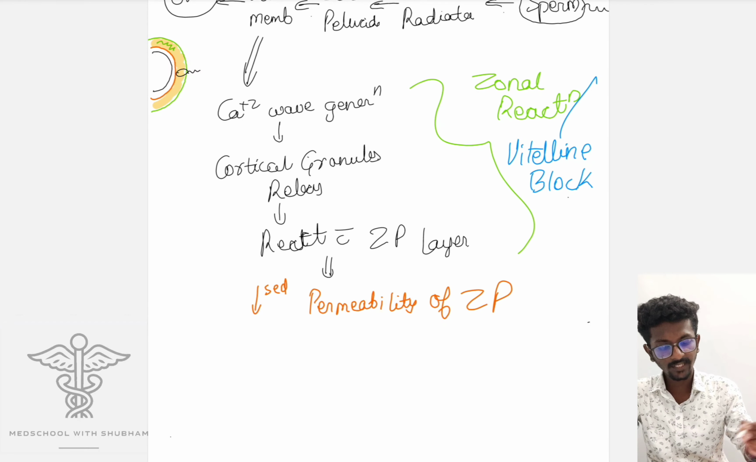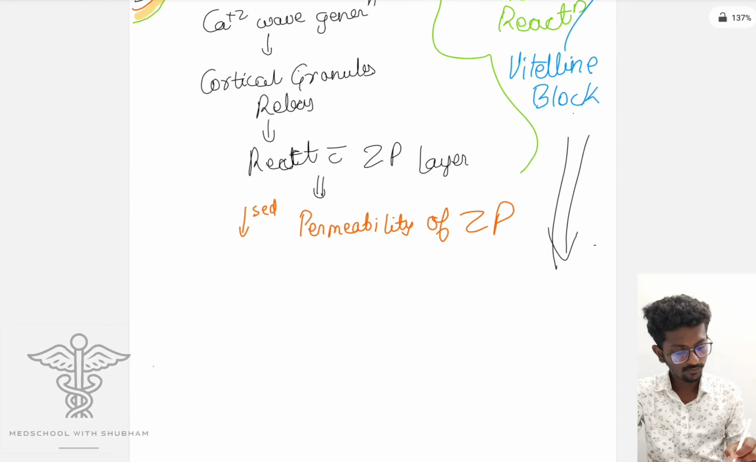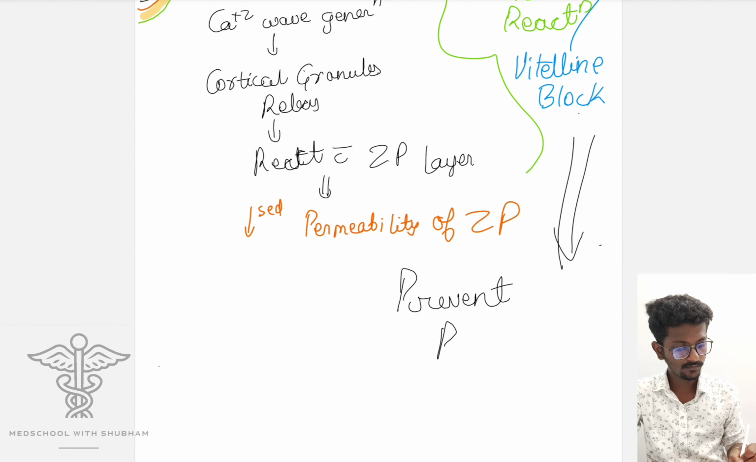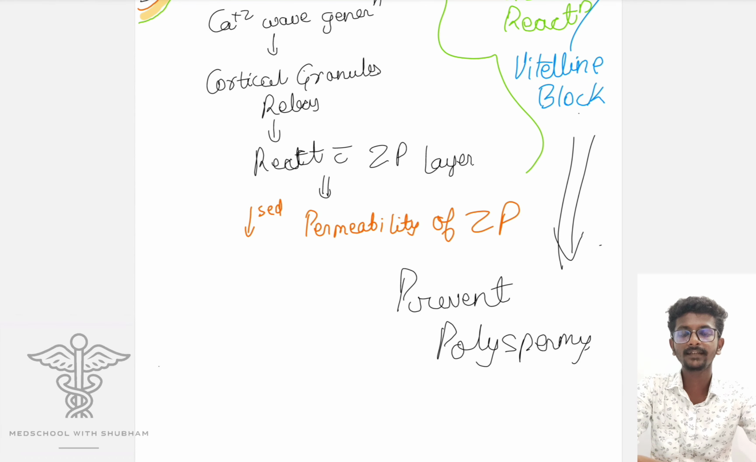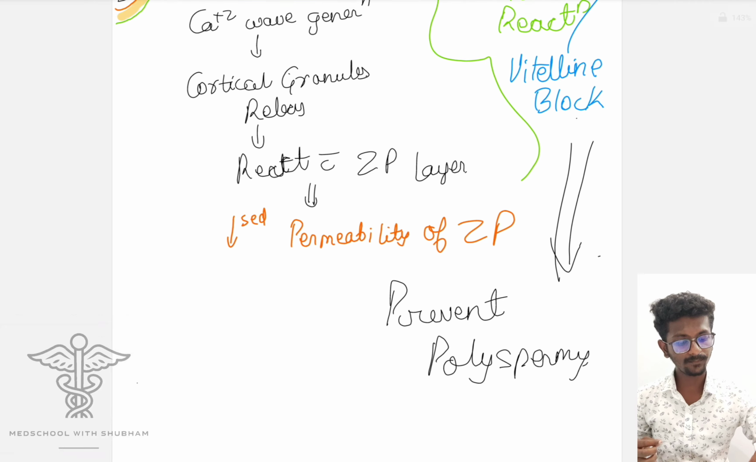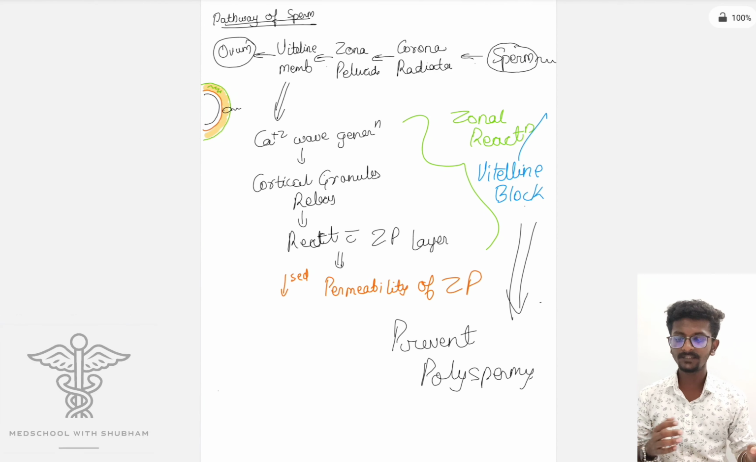Why are the zonal reaction and vitelline block even needed? To prevent polyspermy. What does polyspermy mean? More than one sperm fertilizing a single ovum. This is called polyspermy. To prevent this polyspermy, we have this process called the zonal reaction or vitelline block. I hope this is very clear to you till this point.